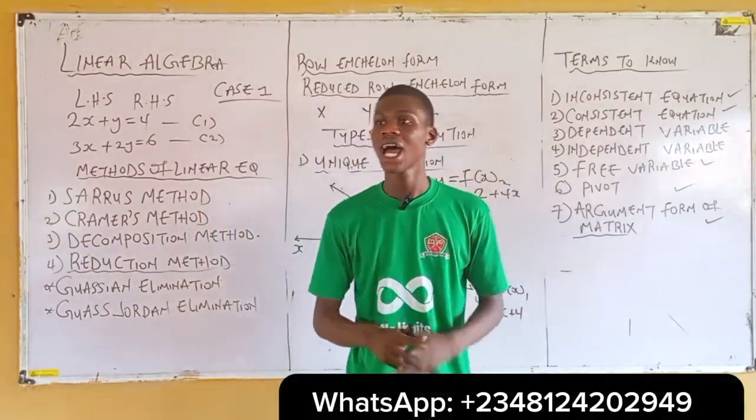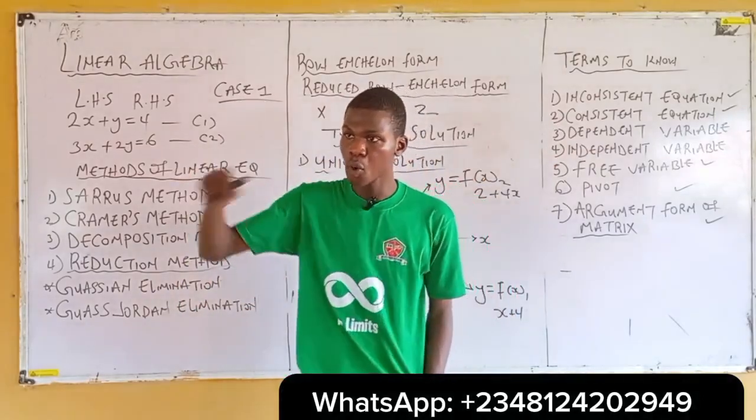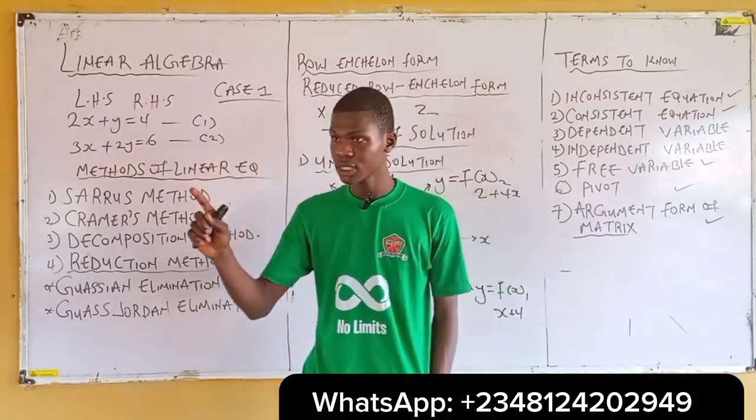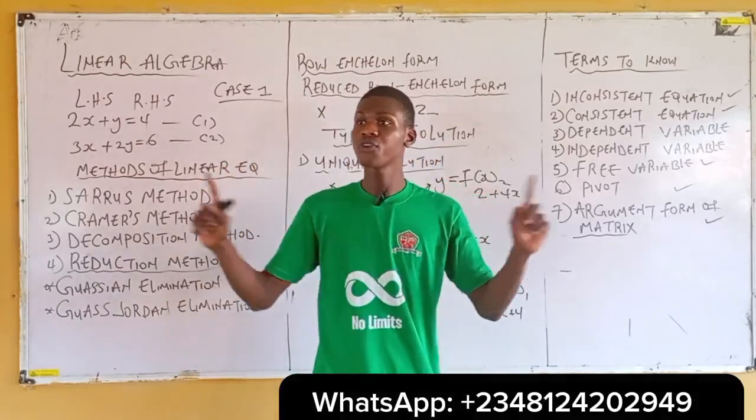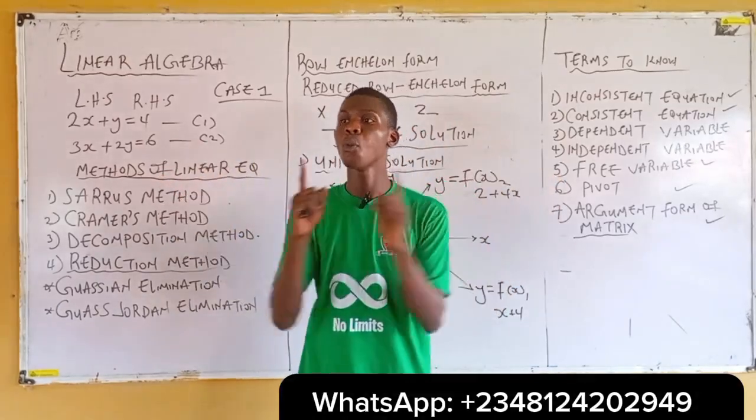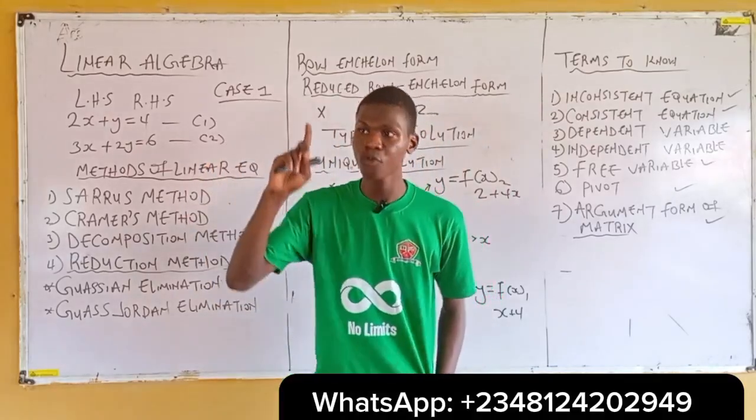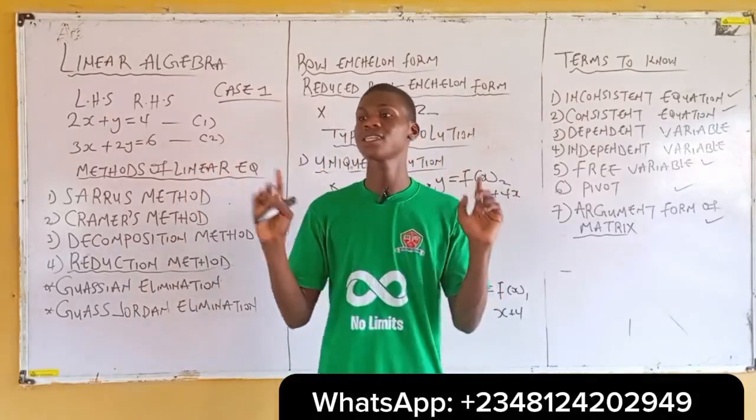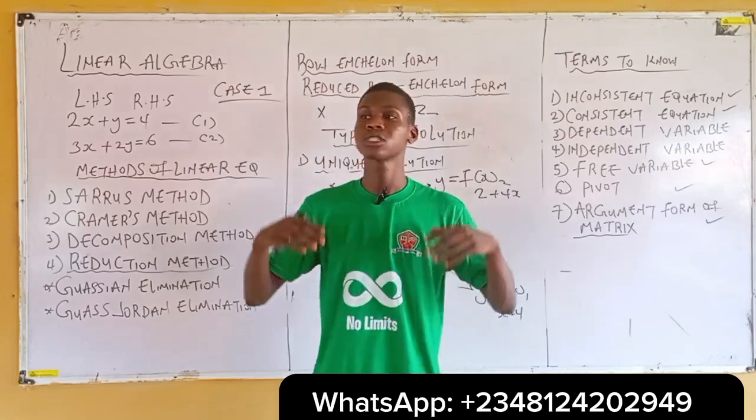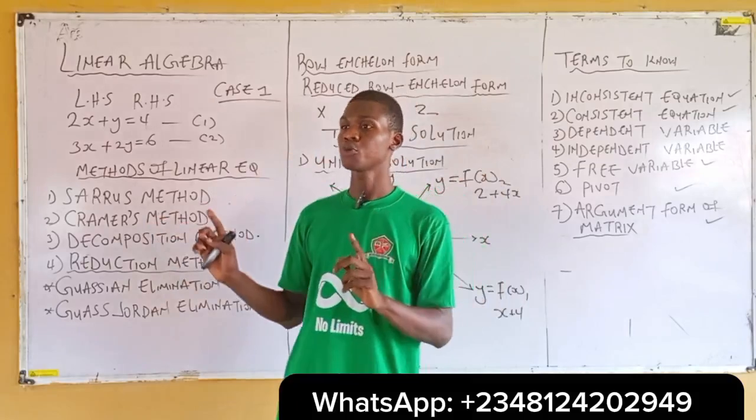Number 2, consistent equation. What does it mean? At least this unknown variable must have one value. Consistent equation means at least these unknown variables must have one value to satisfy that system of linear equation. Mind you, it is possible for it to have what? More than one value, as far as it satisfies that system of linear equation.